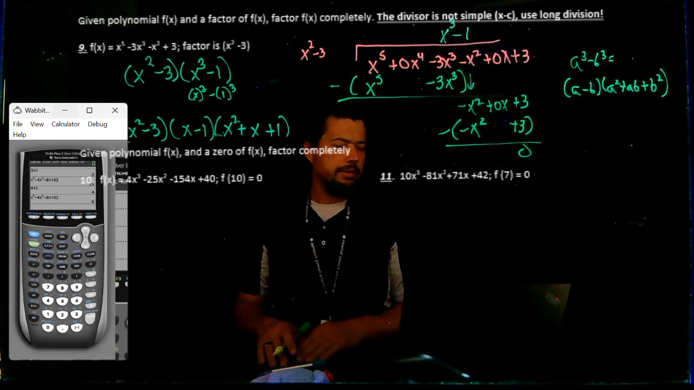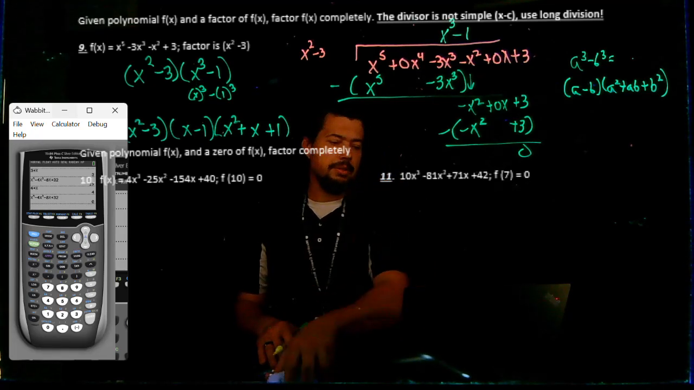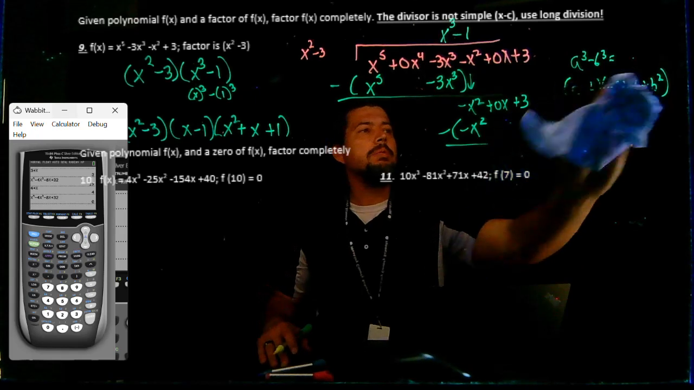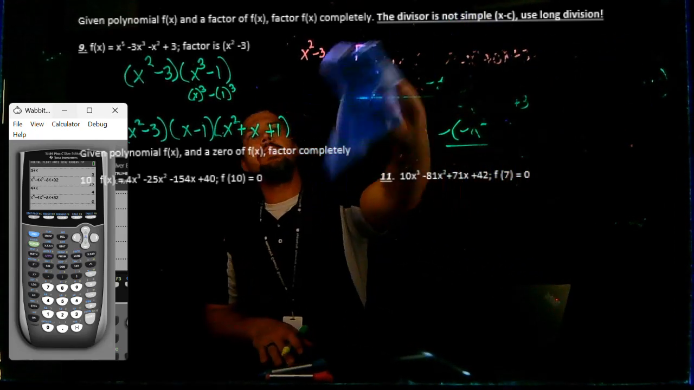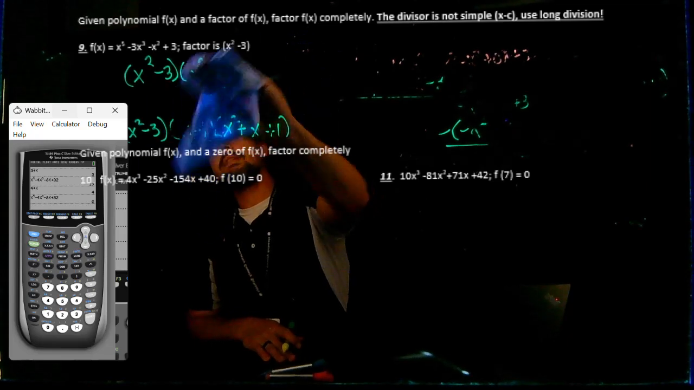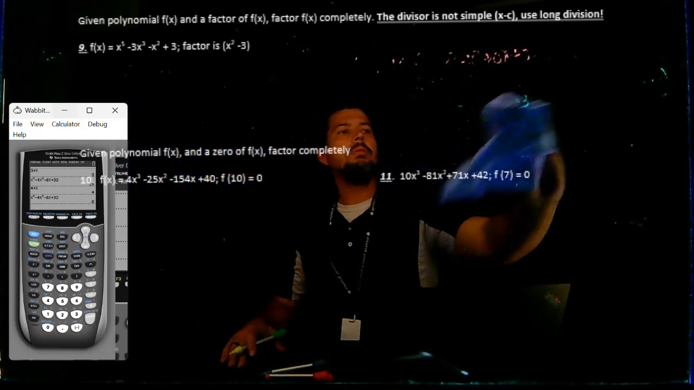All right, moving on. The next one I have highlighted for me to do is number 11. We are given a 0, factor completely, and we can do synthetic division on this one, by the way. But first we need to understand that f of 7 is a 0. That means that x is what? If f of 7 is a 0, what's x?